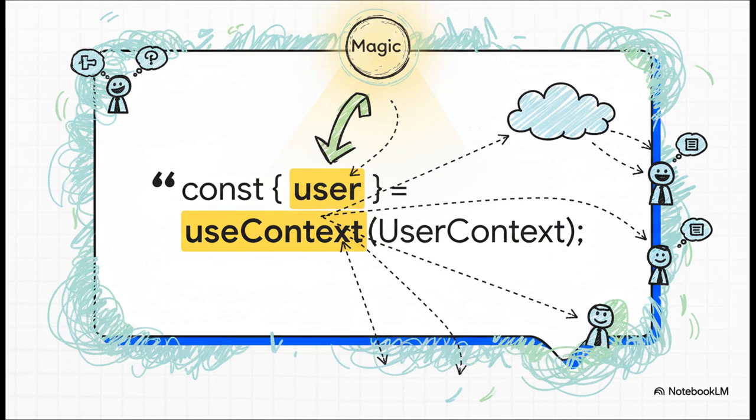This is the other side of the magic. The useContext hook is how you read from the box. You just tell it which context you're interested in, in our case, UserContext, and boom, it reaches up through the component tree, finds the nearest provider, and grabs the value for you. It's so direct and powerful.